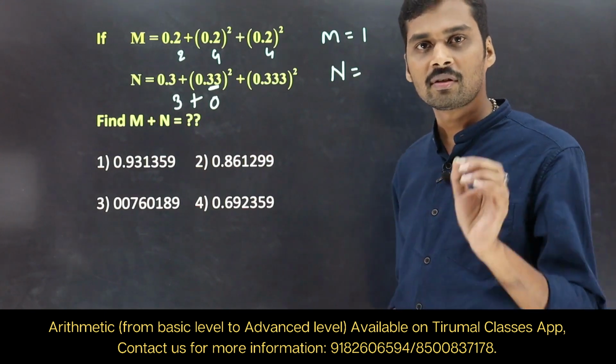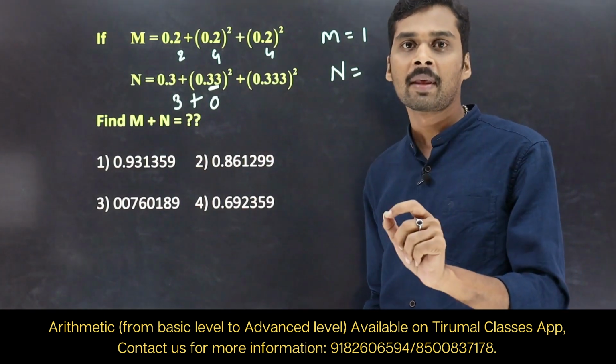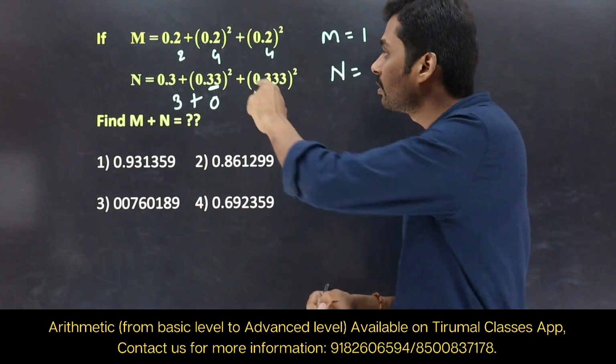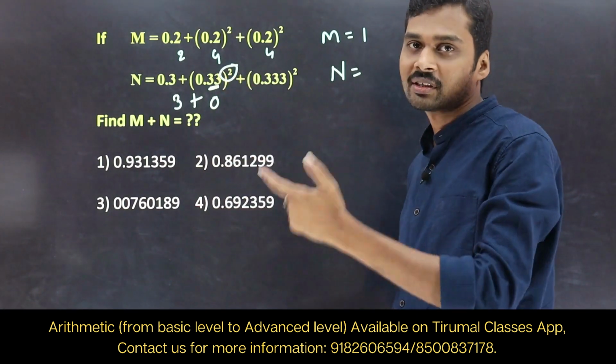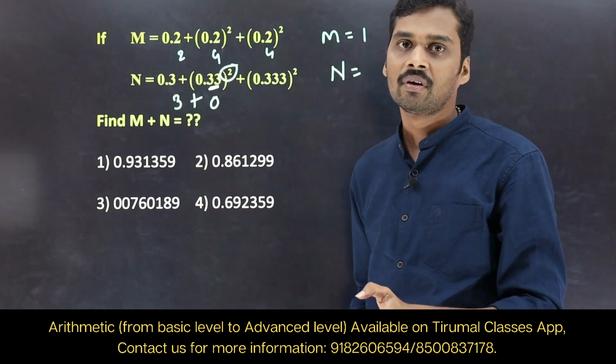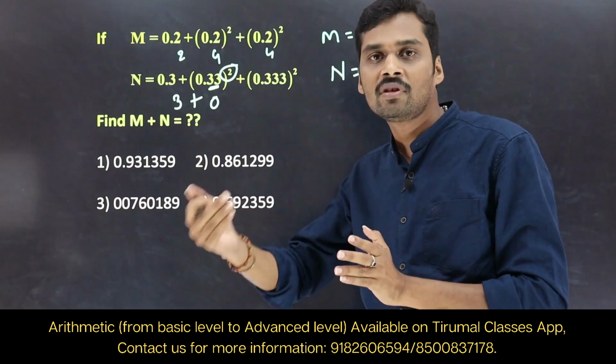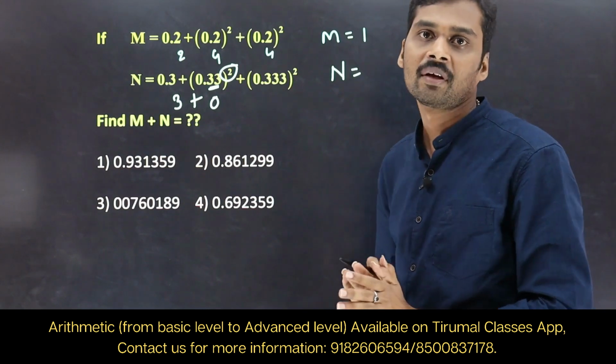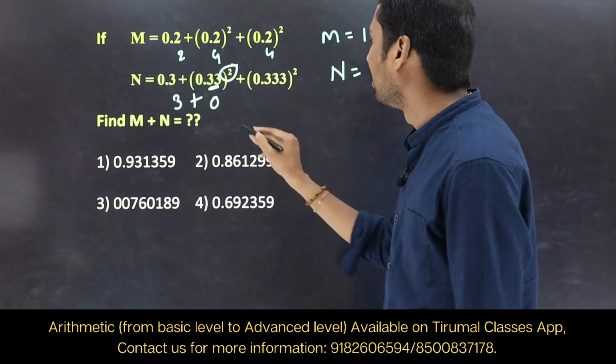The remaining values are what? The remaining digits are 3 and 3. So 3 plus 3 is what? 6. 6 square is there. 6 square is what? 36. 36 means that 3 plus 6 is 9. 9 or 0. Okay, we can use 9 instead of 0, or we can use 0 instead of 9. Whichever is convenient to us.